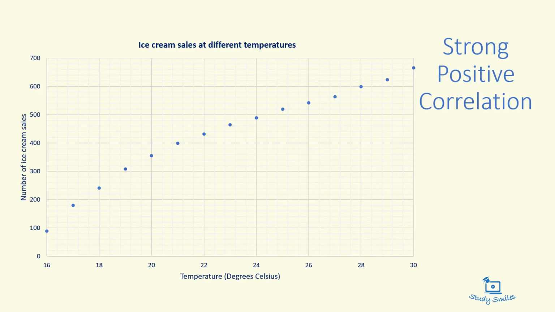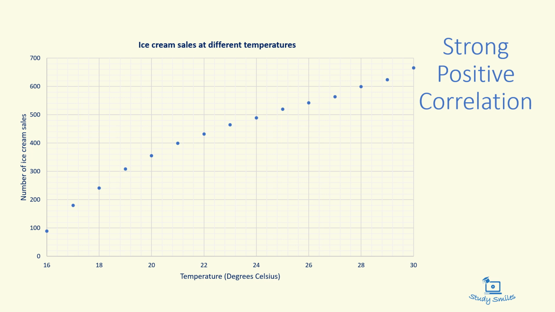Here is an example scatter diagram showing a strong positive correlation. It's actually an example we used in the previous lesson on scatter diagrams. As temperature increases, the number of ice cream sales also increases. However, even a strong correlation such as this does not mean that temperature causes ice cream sales. We'll come back to consider this later in the lesson.